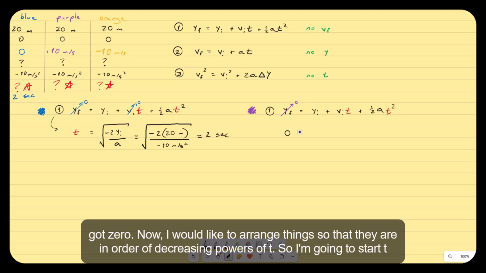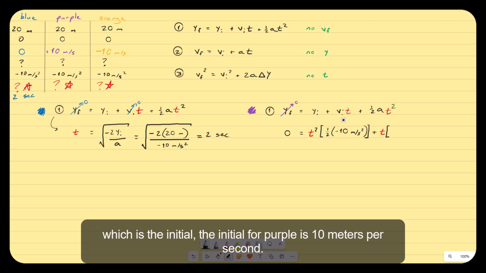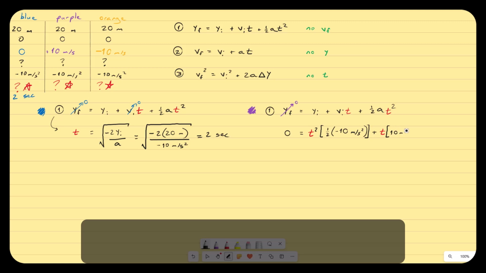I've got 0 equals. Now I would like to arrange things so that they are in order of decreasing powers of t. So I'm going to start with the t squared term, which is going to be half of my acceleration, so half of -10 meters per second squared. Plus my regular t term, which is V initial. V initial for purple is 10 meters per second. And then plus my constant term is just Y initial. My Y initial is 20 meters.